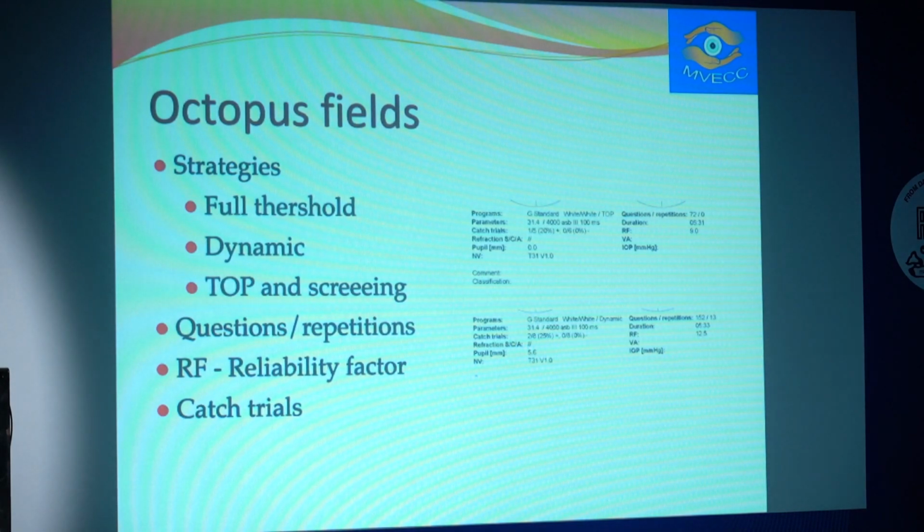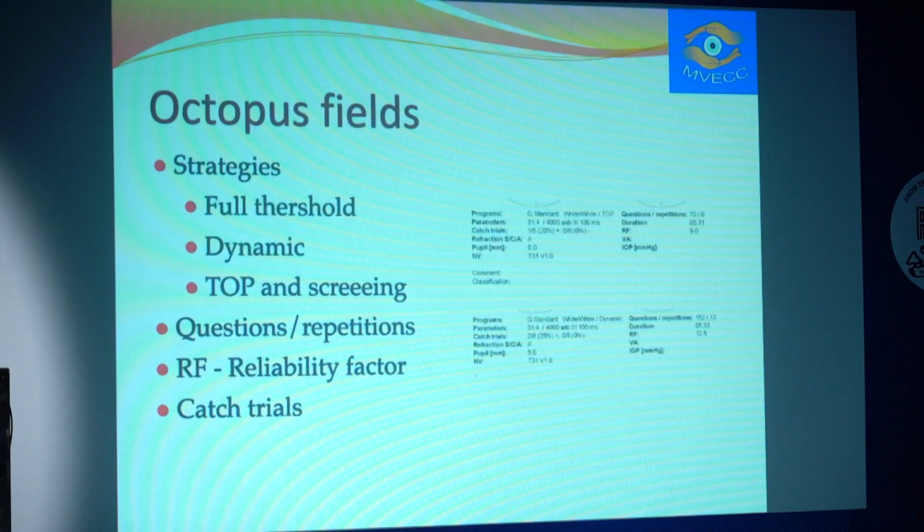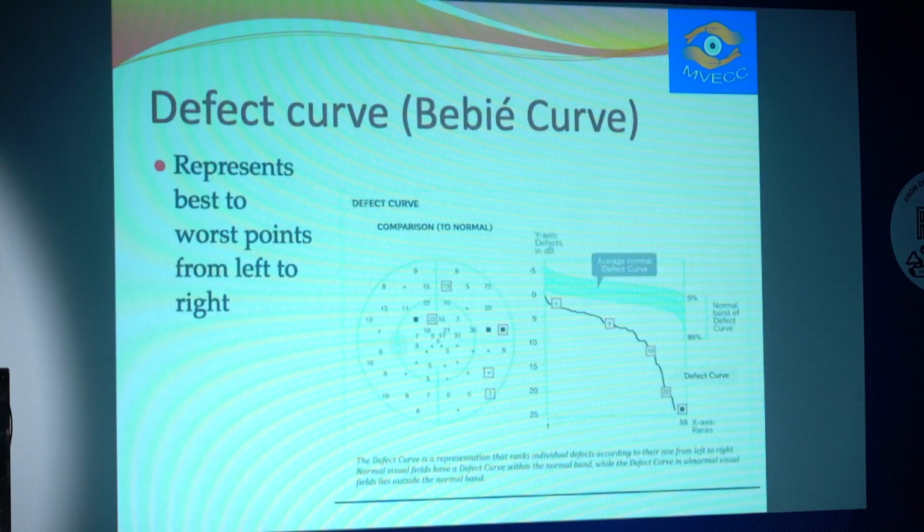The reliability factor is one more point which is there in the Octopus. The reliability factor has to be more than 15 to be reliable. Then catch trials are similar to the global reliability indices. Then we have another metric here as mean sensitivity, which is the inverse of mean deviation. So a higher mean sensitivity means the patient's fields are good, and the mean deviation is similar to the mean deviation of the Humphrey, and the square root of loss variance is similar to PSD in the Humphrey.